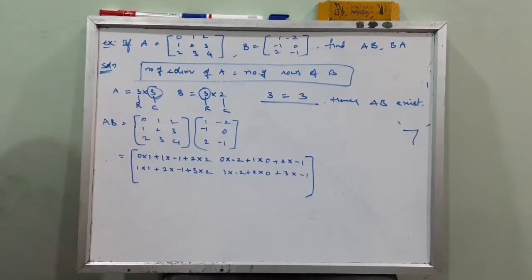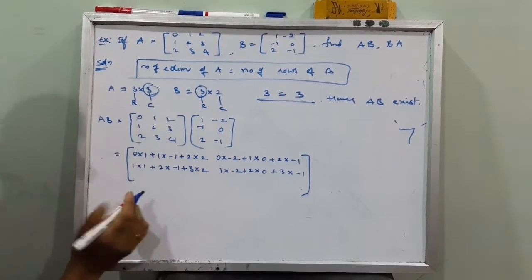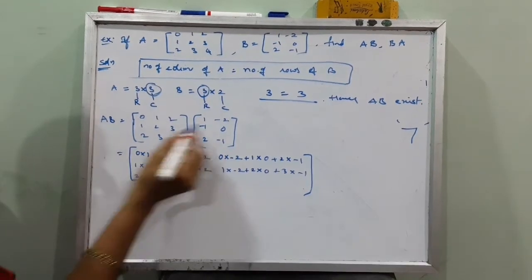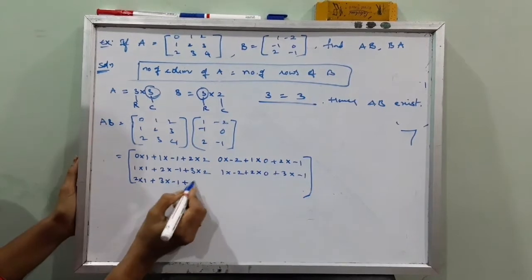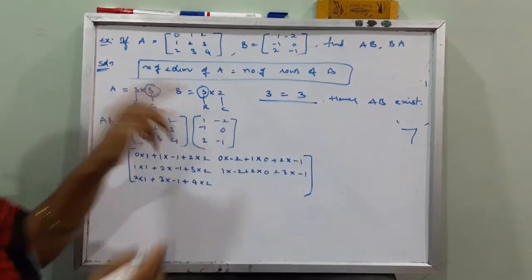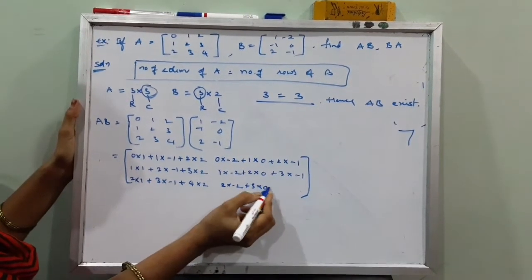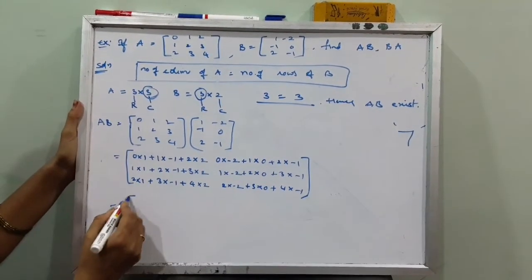Now the last row is the third row by first column: 2 into 1 plus 3 into minus 1 plus 4 into 2. Next, third row by second column: 2 into minus 2 plus 3 into 0 plus 4 into minus 1.